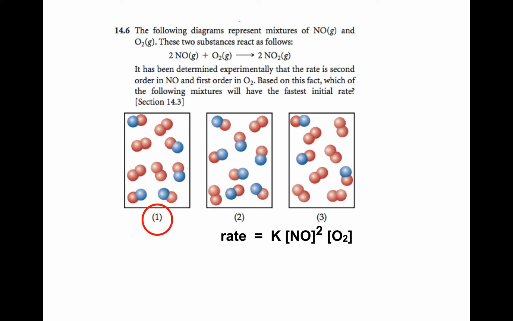So looking at number 1, when I count them up, I've got 1, 2, 3, 4, 5 nitrogen monoxides and 1, 2, 3, 4 oxygens. So when I plug these into the rate law, I get the greatest increase in rate. It would be a 100-fold effect. Again, we're ignoring the rate constant here. The rate constant would give me the actual rate, but having these concentrations, I would have a 100-fold effect, and with the other ones it would be less.